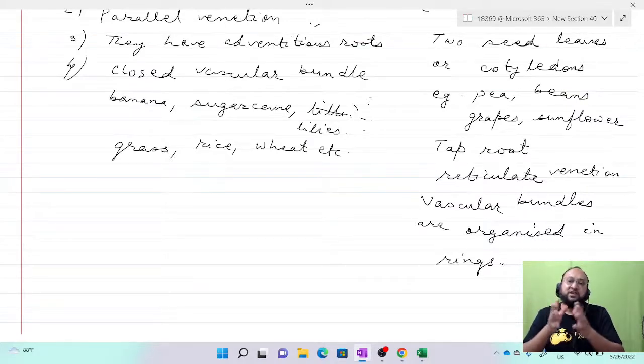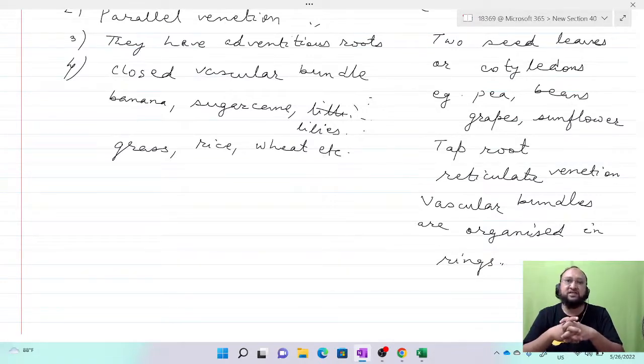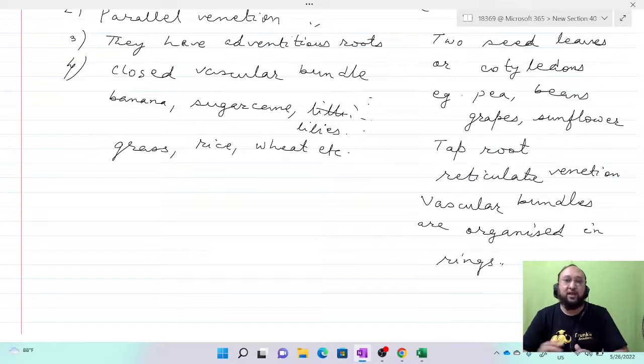Okay, these angiosperm plants are in two main divisions, that is monocotyledonous and dicotyledonous. Monocotyledonous means having only one seed leaf, and in case of dicotyledonous there are two seed leaves or two cotyledons, like gram, pea, beans, etc. Okay, sunflower, grapes, etc. In case of monocotyledonous plants, the leaves have parallel venation, and in case of dicotyledonous, it has reticulate venation, like net-like veins spread all over the lamina of the leaf.